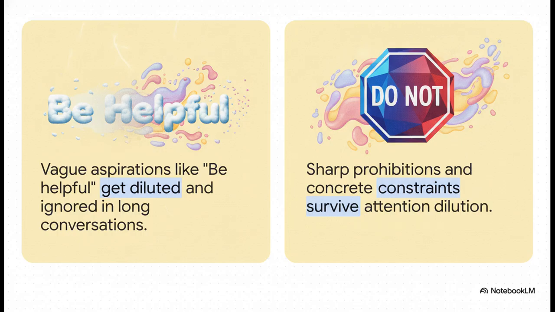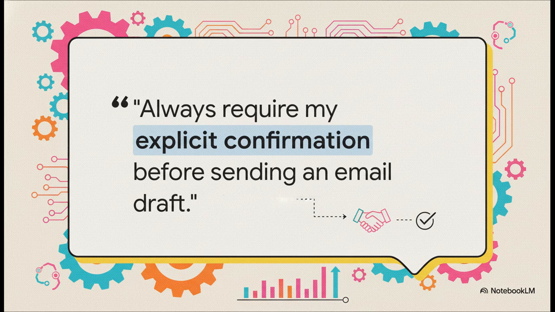What really works? Sharp, concrete rules and things the AI is not allowed to do. Those are much harder for the AI to forget or ignore. And this is a perfect example. Always require my explicit confirmation before sending an email draft. See? That's not a fuzzy suggestion to be careful. It's a hard, testable rule, an order. This is the kind of sharp instruction that gives you reliable, predictable results.